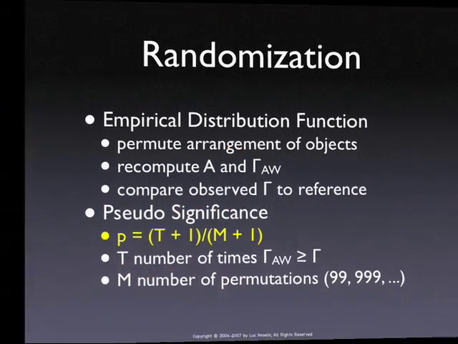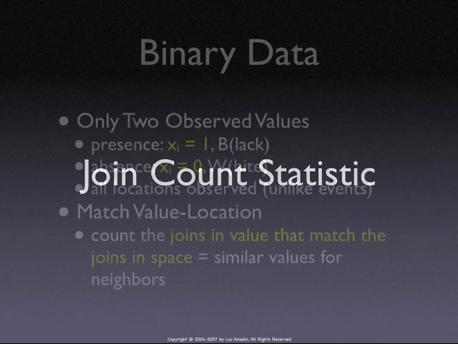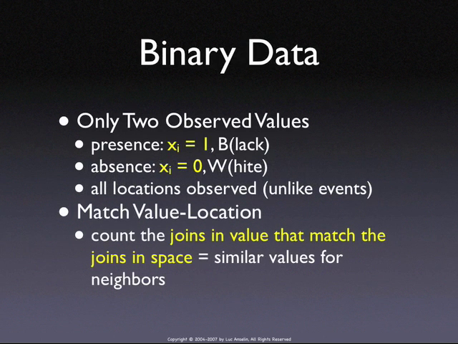Now let's see a special case of this, one of the classic spatial autocorrelation statistics, the join count statistic. And what the join count statistic does is counting joins. And we'll see what that means in a second. This statistic is relevant in a specific context of binary data. And binary data are ones that take on two values. Typically presence or absence, 1 or 0, black or white, something like that. Now, it's important to keep in mind, this is not the same as the events that we had.